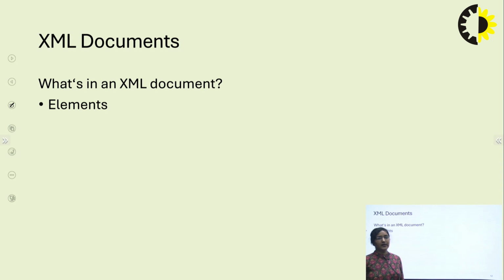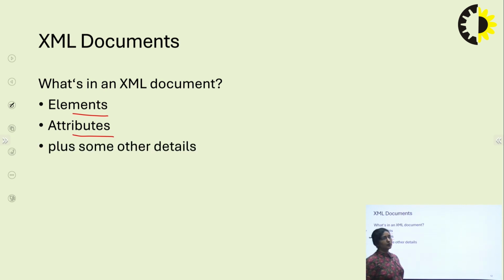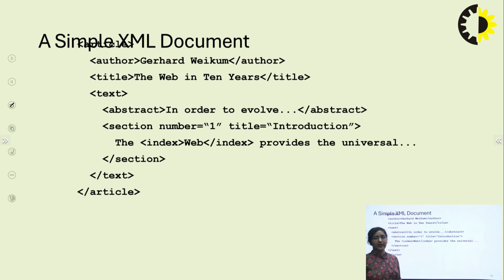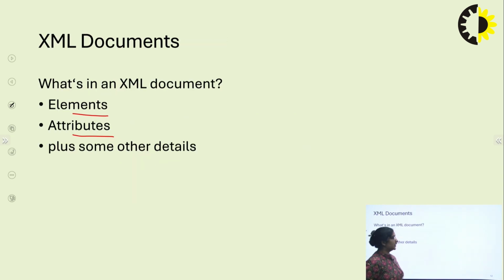Now let's see XML documents, what these XML documents will contain. XML documents will contain elements, attributes, plus some other more details which can be seen. Like see in this example, we are having a simple XML document again. This author, title, tag, abstract, section, text, article, what is this? These are the elements in it. So these are the elements, these are the simple tags.